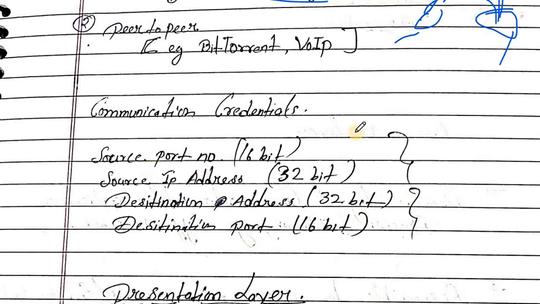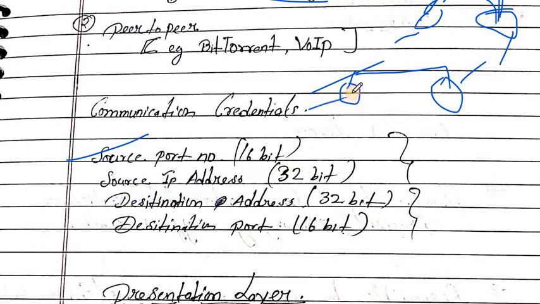So the communication credentials: how do we communicate, host to host, unique host to host? These are the communication credentials we use while communicating. We have a port number. We are communicating with another user. There is host 1 and host 2, meaning user 1 and user 2 are communicating with each other. It is a network process, so there must be a port number, a port number for host 1 and host 2.